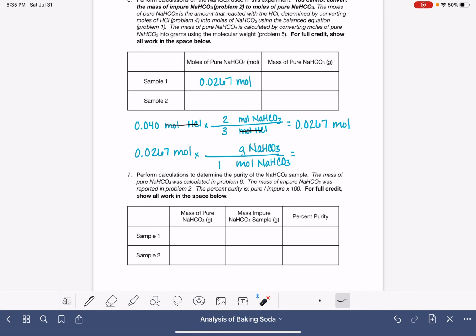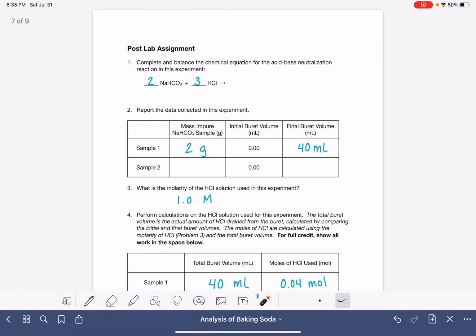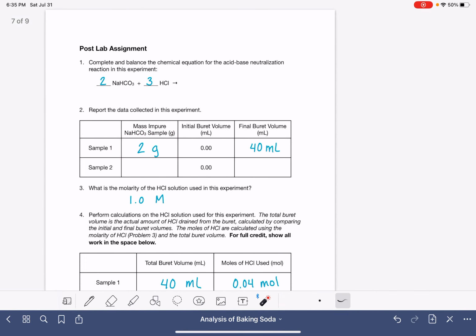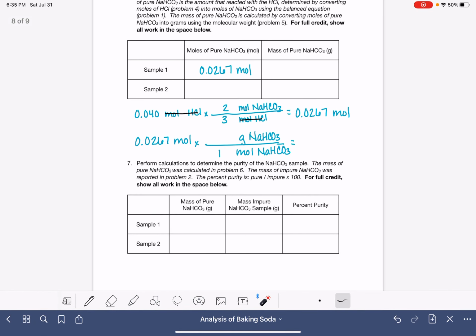Then what we're going to do is come down to this last spot and determine the impurity of our original sample. We've got the mass of pure NaHCO3. You're just going to copy that from this box right here. You've got the mass of the impure sample. That's also a number you're going to copy from problem number 2. That impure sample mass is going to go right here.